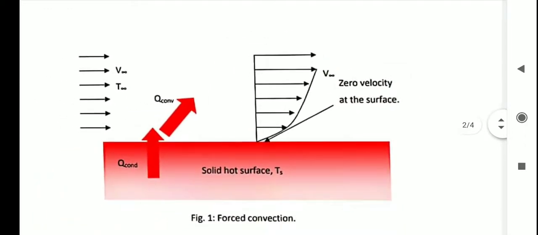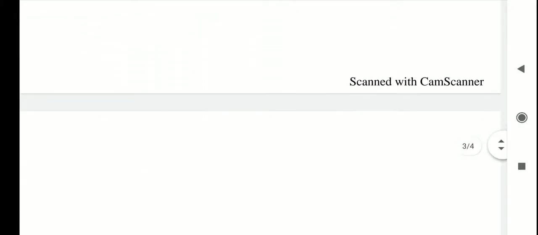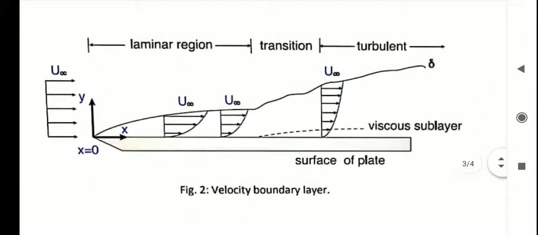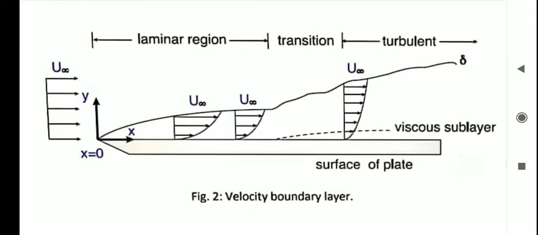Next one is the velocity boundary layer. Here there are regions: laminar, transition and turbulent, right? First one is laminar flow. The flow in a boundary layer starts smooth and streamlined, which is called laminar flow. And turbulent flow: at some distance from the leading edge the flow turns chaotic, which is called turbulent flow. And the transition region occurs from the laminar to turbulent flow over the same region.